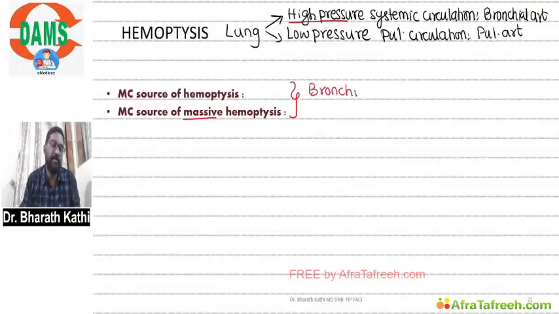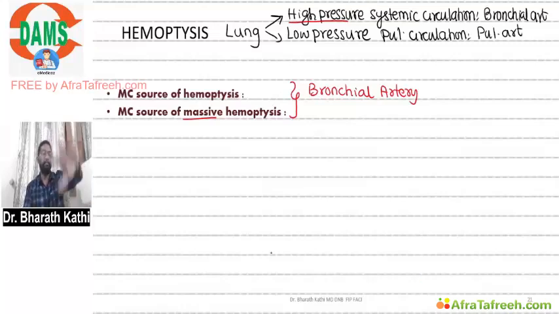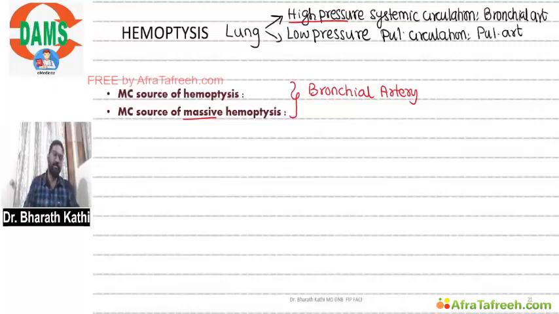So if there is a patient with hemoptysis, in 95% of cases it is not due to the pulmonary artery. It is due to the bronchial artery. That's why, as an ultimate treatment for hemoptysis, we do bronchial artery embolization, not pulmonary artery embolization. So the bronchial artery is the most common source.